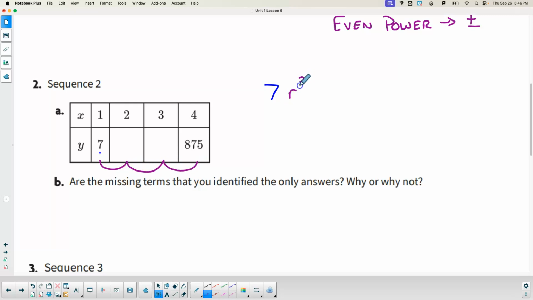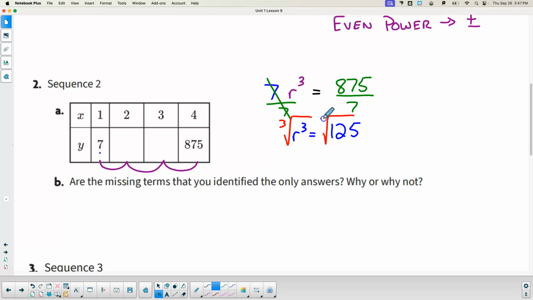So that's going to be R cubed. That is an odd power, so I don't have to worry about pluses and minuses here, and that's going to equal 875. Now when I divide both sides by 7, because I want to get rid of that, I get R cubed equals 125, and now I'm going to take the third root of 125.